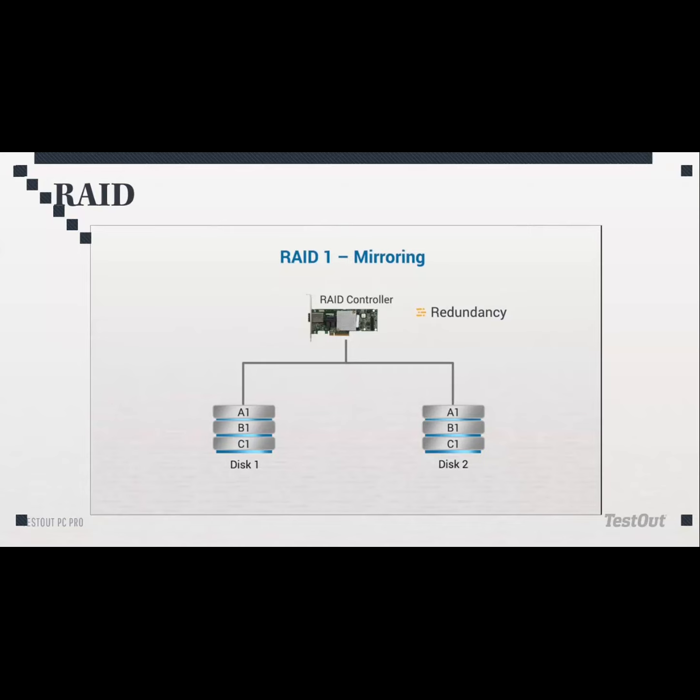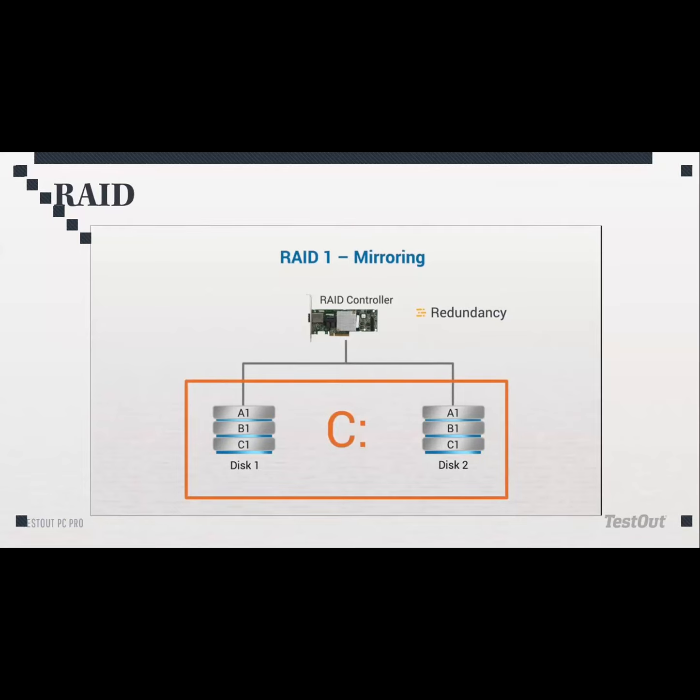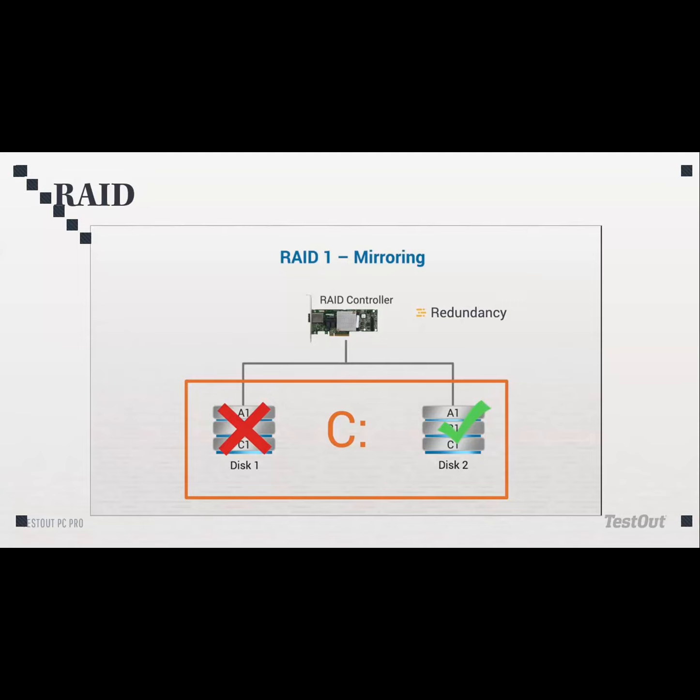RAID 1, as we have just been saying, is all about mirroring, which replicates data and stores redundant copies in every single disk. Now, the whole set behaves as one disk, like it's a single logical unit, like the C drive, but data is being stored 2 times. If one of the disks gets bad, the other disk simply takes over. That's the advantage with RAID 1 mirroring.